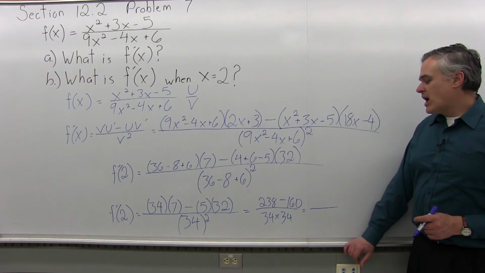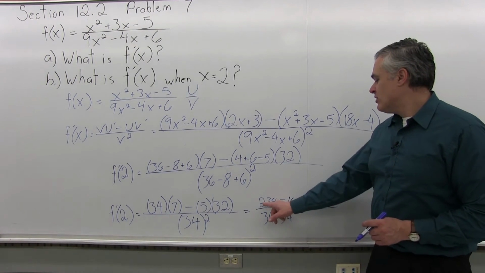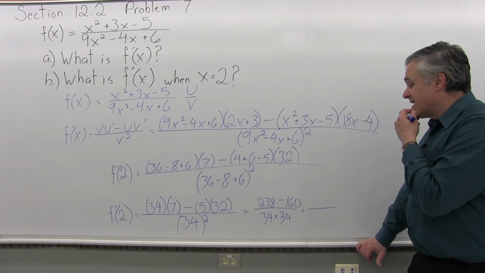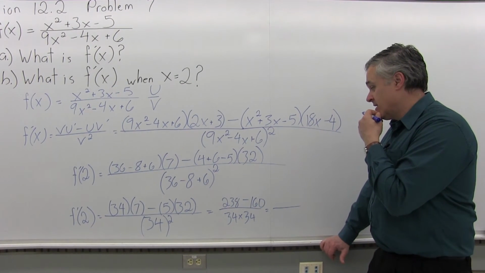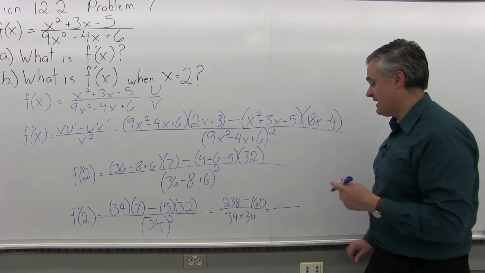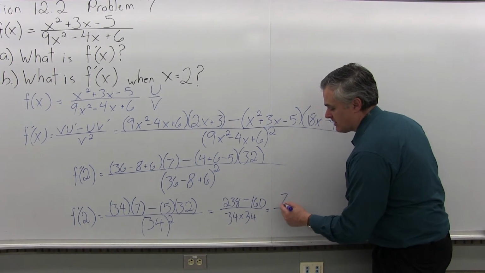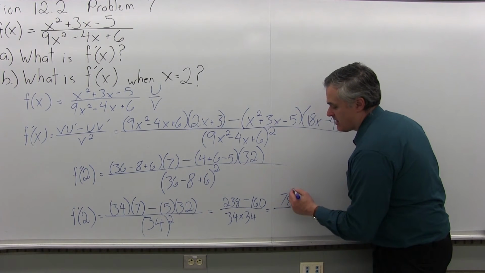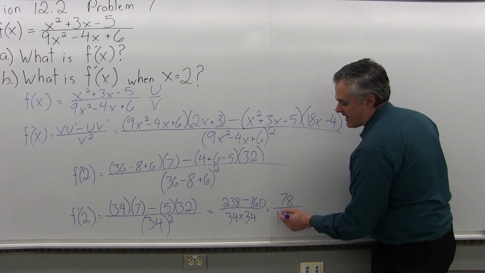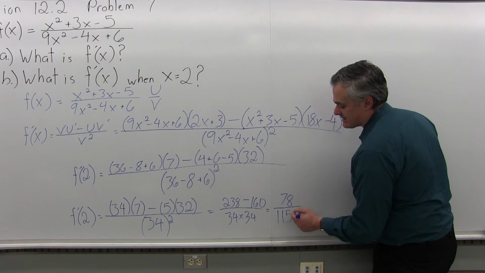So now on top, 238 minus 160. So that should be positive 78. And then underneath, 34 times 34 is 1,156.